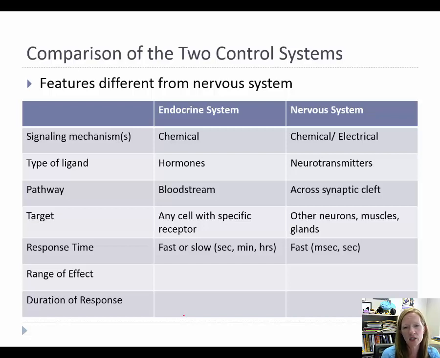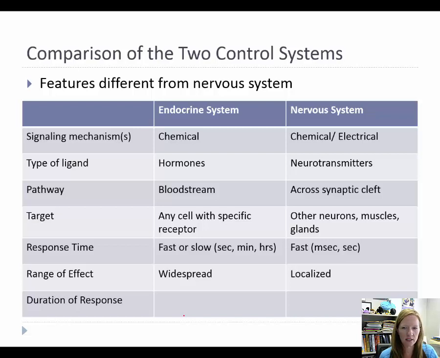Endocrine system is a little bit slower, so it can be anywhere from seconds to hours. Range of effect, I probably should have talked about this before response time. But range of effect, if you think about the different cells that they communicate with, endocrine system, it's pretty widespread because some of these hormones can go in and communicate with so many different body cells, like the growth hormone. Really, most body cells are going to have a receptor for a growth hormone, so that's why it's widespread.